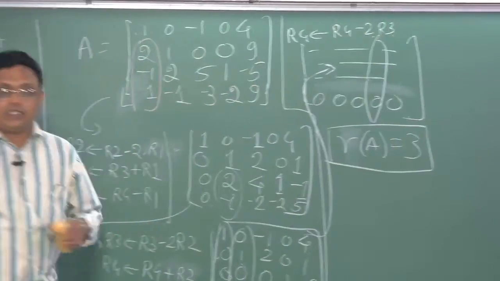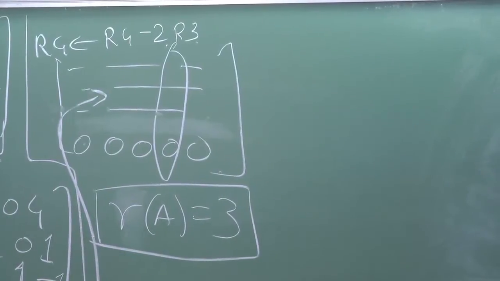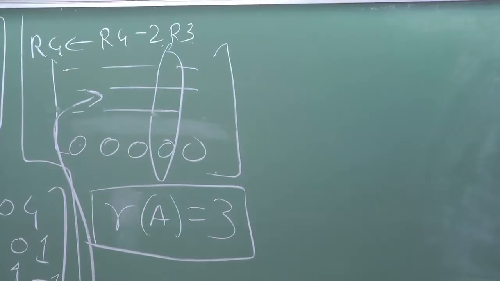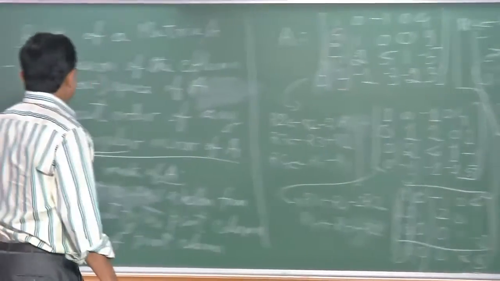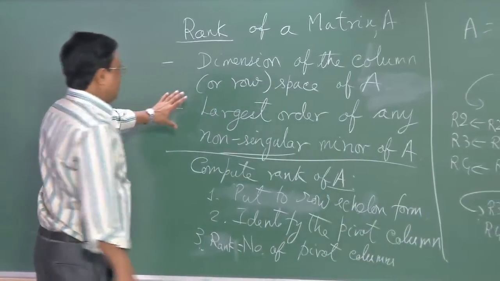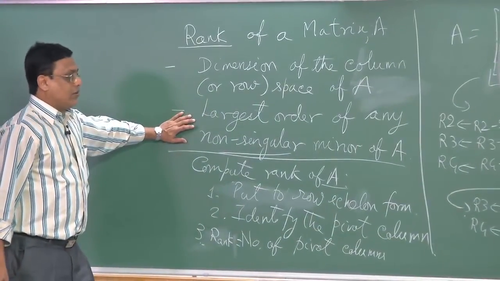This is one trivial way by which you can compute the rank of a matrix. Of course, there are many other better methods to compute the rank, and we will talk about that soon. Let us go to the other definition of the largest non-singular minor.